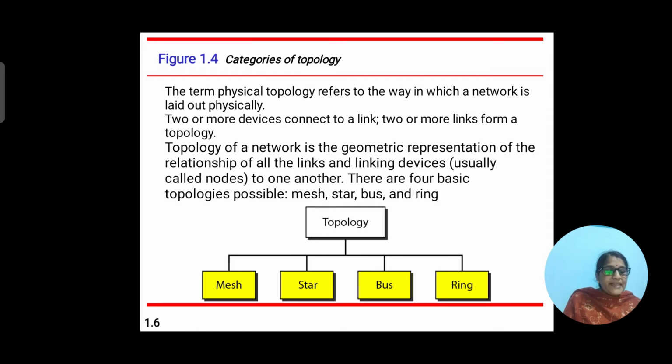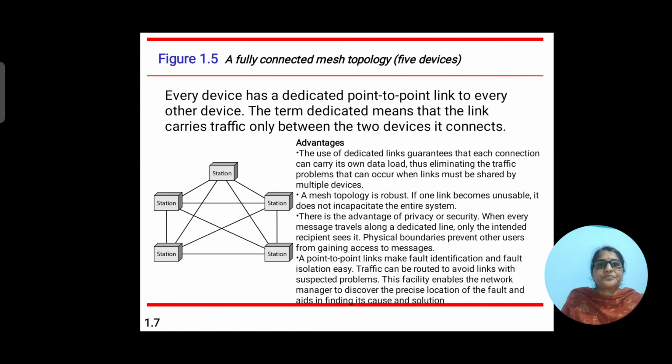Mesh, star, bus and ring topology, as shown in this slide. So here we have the topologies: bus, mesh, star, and ring. So let's see them one by one. What is mesh topology?